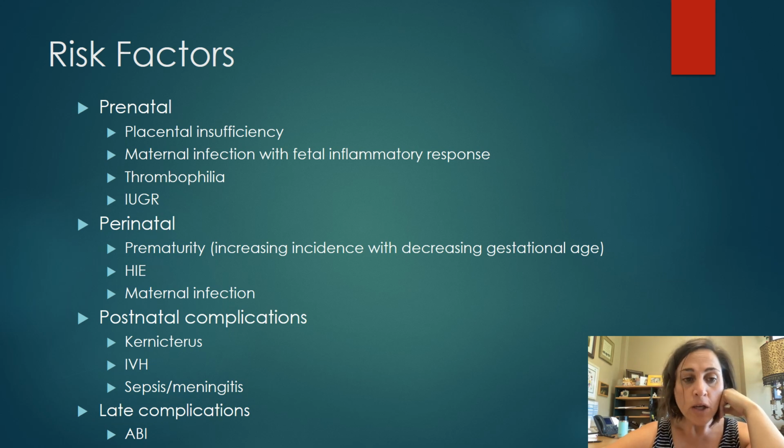We then look at postnatal complications, so things like jaundice leading to kernicterus, which is bilirubin crossing that blood-brain barrier and often depositing in the basal ganglia. Things like intraventricular hemorrhage and sepsis, meningitis, again, infection that can cause inflammatory responses in the brain or brain injury to the brain. Late complications are more around those acquired brain injuries, so that can be due to accidental injury, non-accidental injury, or the gamut.